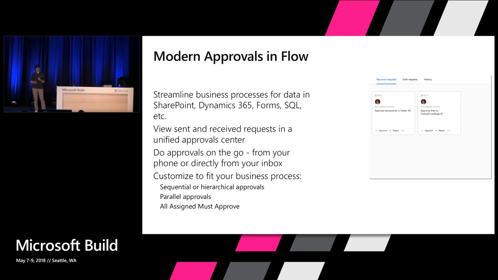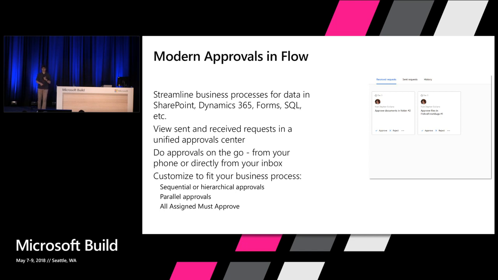We have actionable message support inside of Outlook, so that way if you're in Outlook and you get an approval request, with a single button tap, you can just respond, accept, or reject to that approval request. The approvals can be customized to meet your specific business needs.